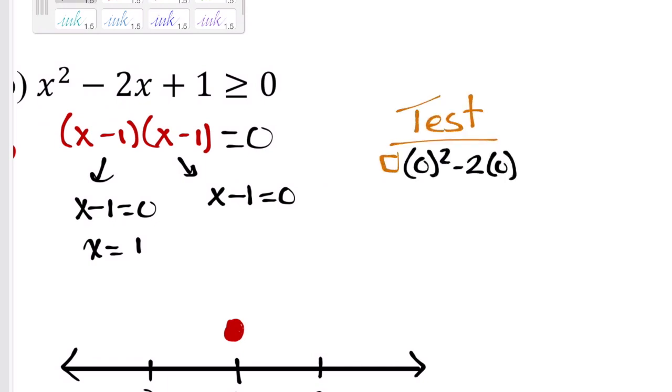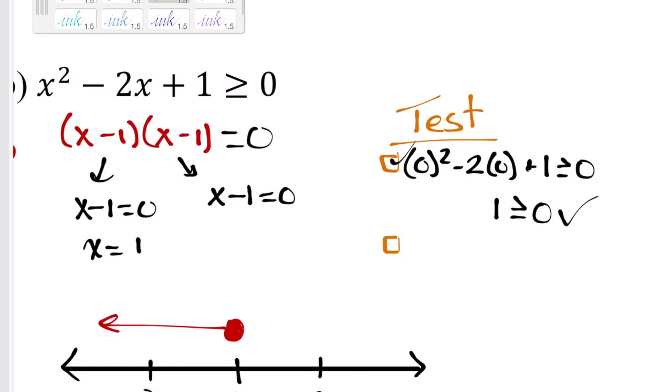I'm going to test the 0 first because I think it's easier. When I do that, I end up with 1 being greater than or equal to 0. That works out. That's awesome sauce, which means I am shading over this way. I'm going to check myself before I wreck myself, though. So I'm going to also plug in that 2 on the other side.